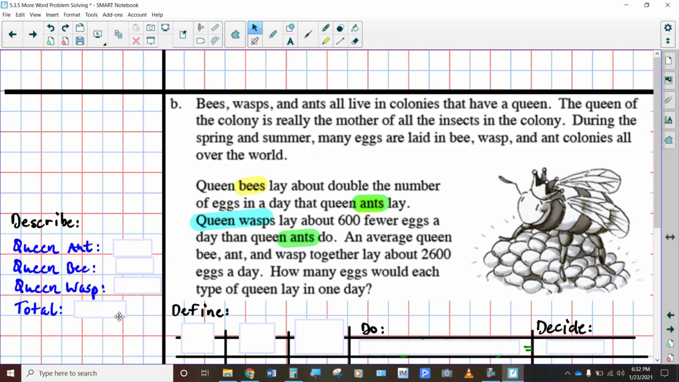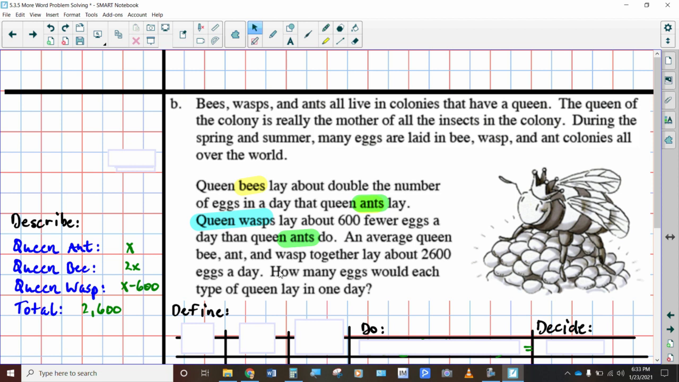So let's read through this again. The queen bee lays about double the number of eggs as the queen ant. If the queen ant is our x, then the queen bee would have to be twice as much as that, right? Double the number would be 2 x's. And then it says the queen wasp lays 600 fewer than the ants do. So fewer means minus, so that's going to be x minus 600 for the number of wasps. And what is the grand total here? 1,260.